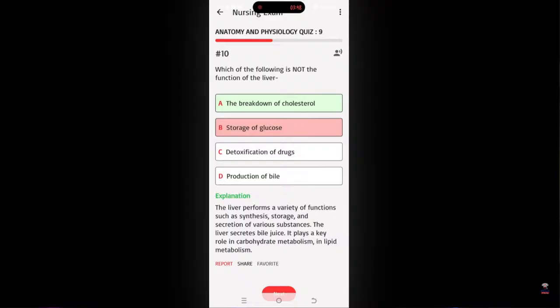No. Correct answer is A. The liver performs a variety of functions such as synthesis, storage, and secretion of various substances. The liver secretes bile juice. It plays a key role in carbohydrate metabolism and in lipid metabolism.